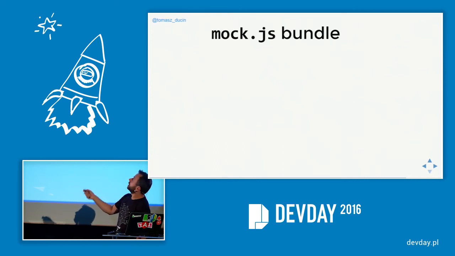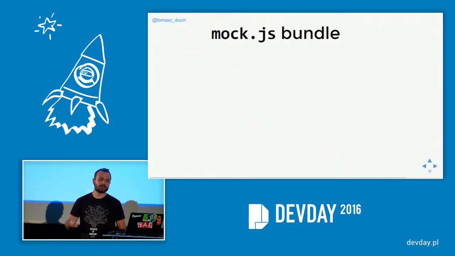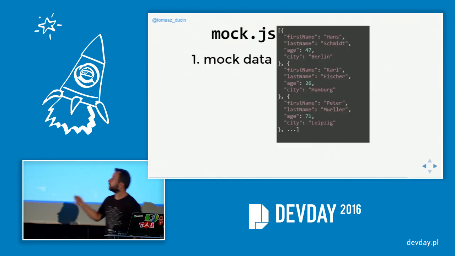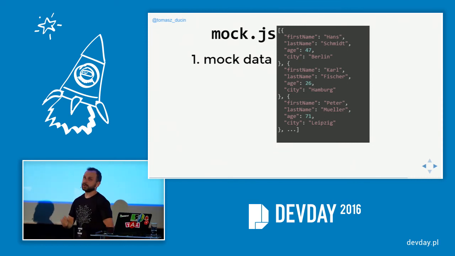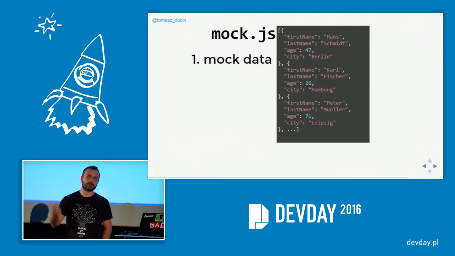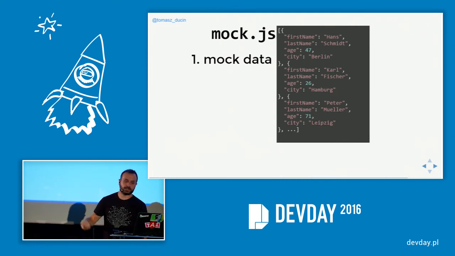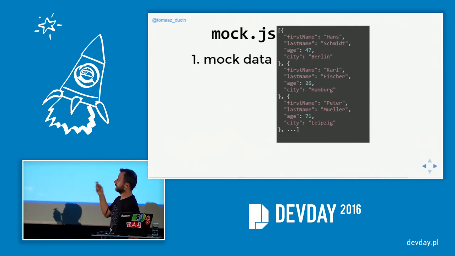So we need to build this mock.js bundle. And in order to achieve that, we need to do three things. First of all, we need the mock data. So we need to get this JSON stuff ready. So we can do it manually, we can use JSON schema, we can use the API contracting tools, whatever. So this is one thing.